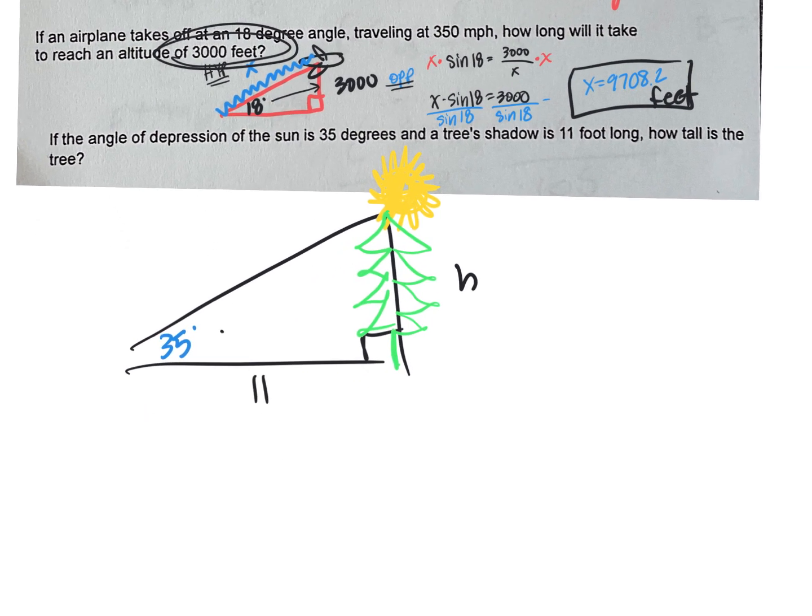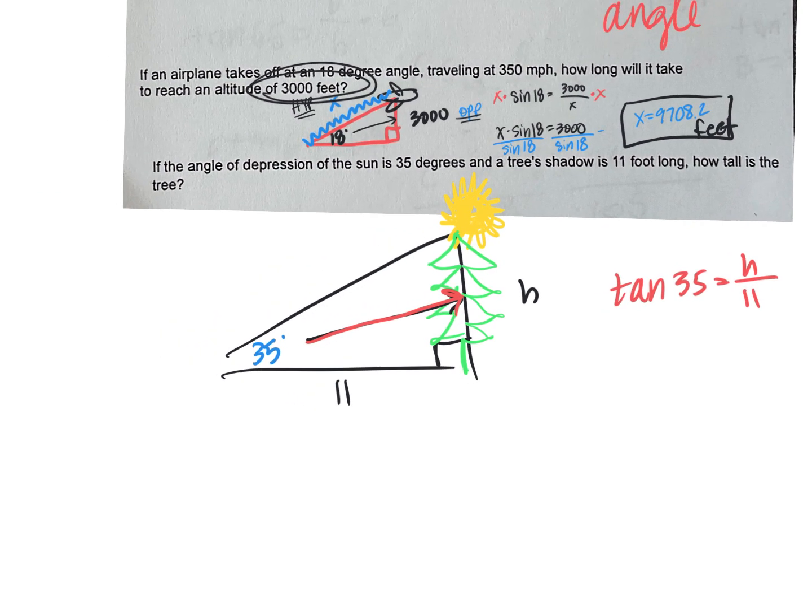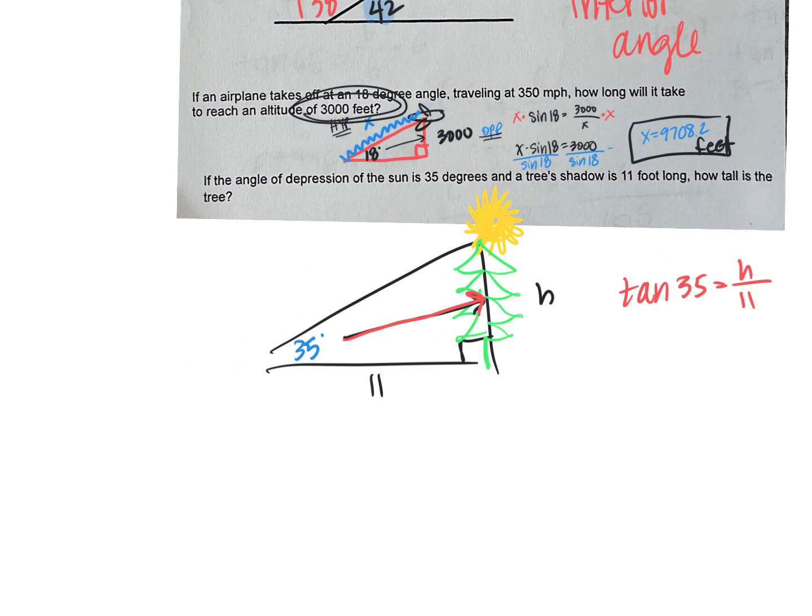So, SOH, CAH, or TOA? TOA. We need the opposite H. We have the adjacent 11. So we're going to say tangent of 35 is the opposite H over the adjacent 11. 7.7 feet.